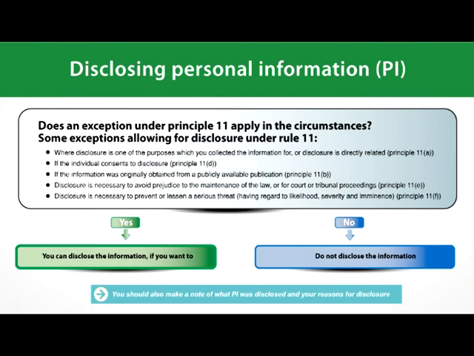For example, if someone had asked for some information about a client and you've determined that an exception applies, this doesn't mean you should release the client's file. Only release that specific information. You should also make a note of what personal information was disclosed and your reasons for disclosure.